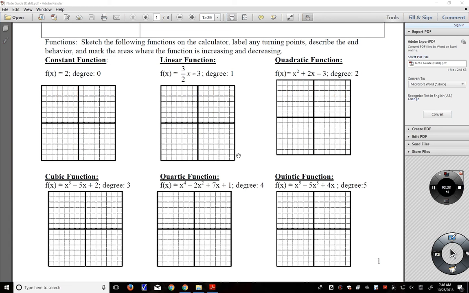Now, if we look at, say, the quintic function right here, it has 3 terms in it. Each term has its own degree. The 4x has degree of 1. The 5x cubed has degree of 3. And the x to the 5th has degree of 5. The degree of the entire polynomial is 5. Okay? In the quartic function, the degree of this entire polynomial is 4.